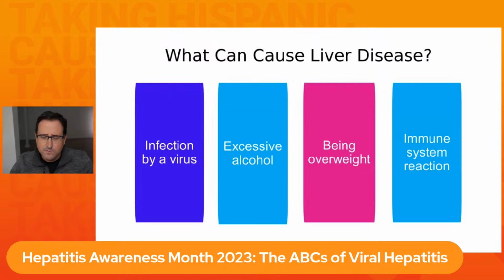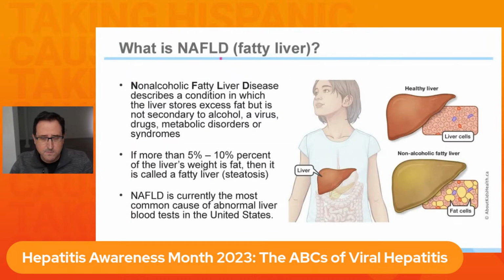And there are other causes, much more rare, like activation of the immune system, which we call autoimmune hepatitis or autoimmune liver disease. Very rare, it can happen, but they're not the most common causes of liver disease. Let's talk about the three main causes.